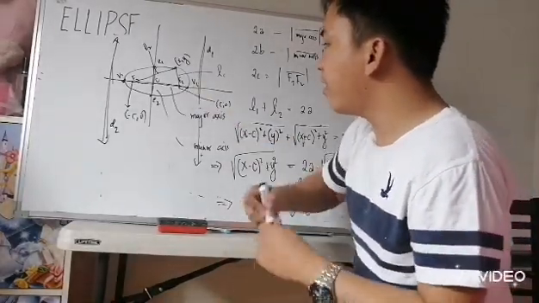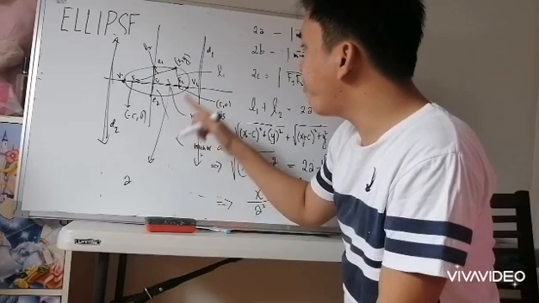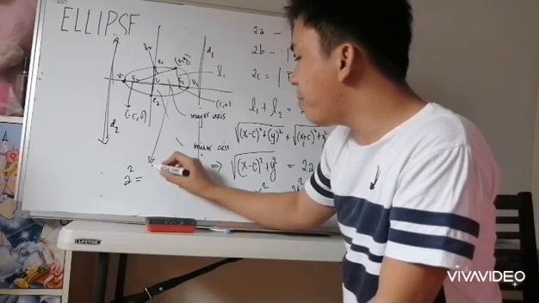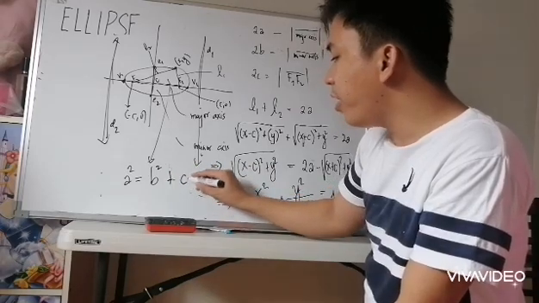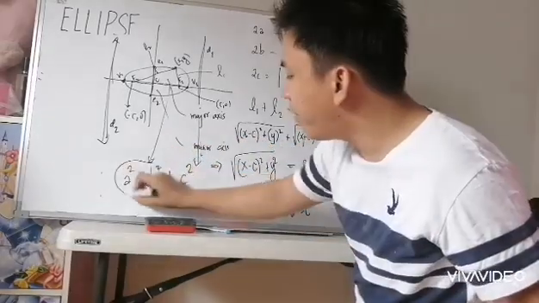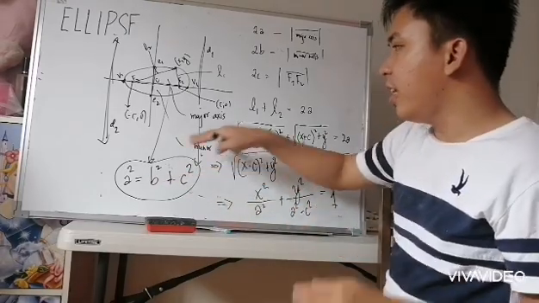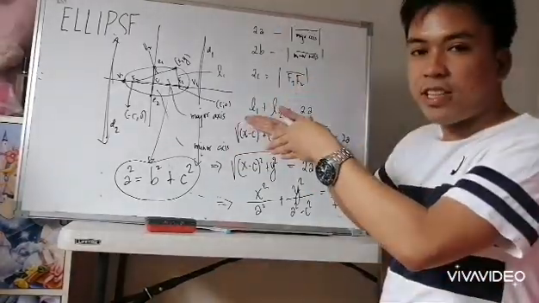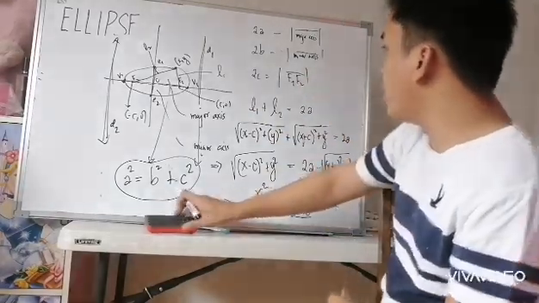The square of half the major axis, which is a squared, is the same as the square of half the minor axis plus the square of half the length of the segment connecting the foci. So you have this equality. It looks like the Pythagorean theorem, but it's actually an equality on the distances of points present in this ellipse. If I replace this, I will have the final equation.